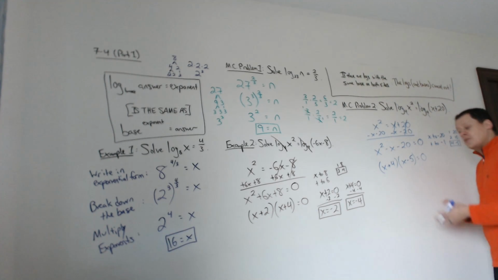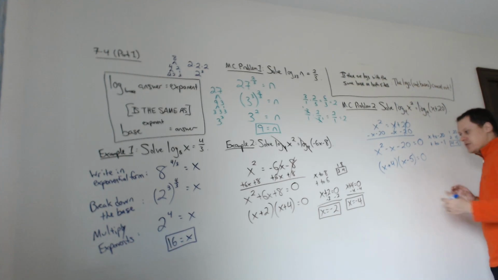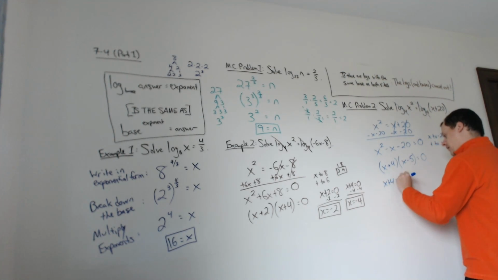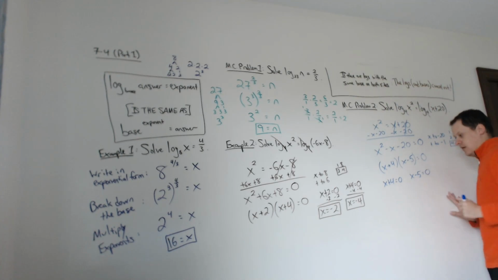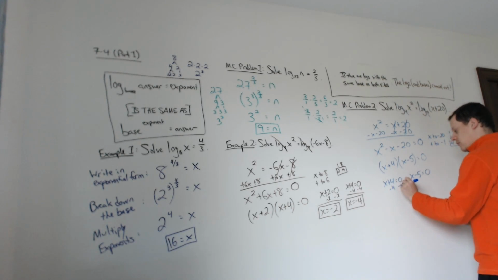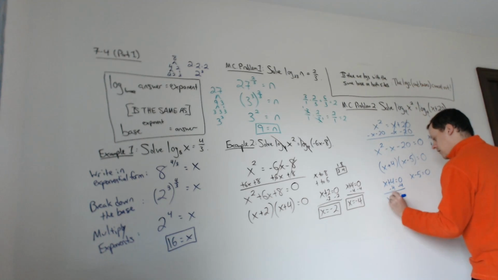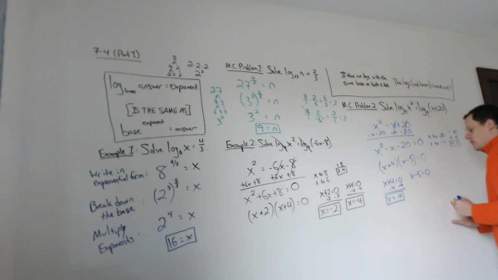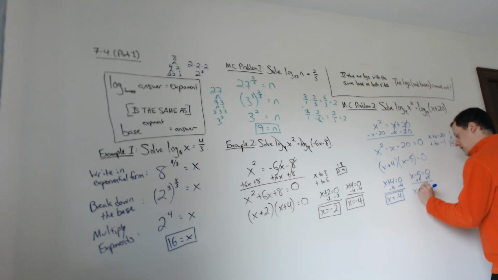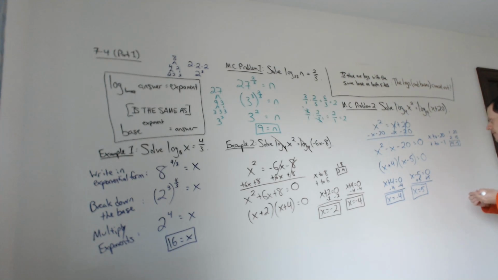And we want to solve. We want to find out what values of x make this true. So we set each of these equal to 0 separately. And solve for x. Subtract 4. X equals negative 4. Hey, x equals negative 4 over there too. Interesting. And add 5. X equals 5. Okay.